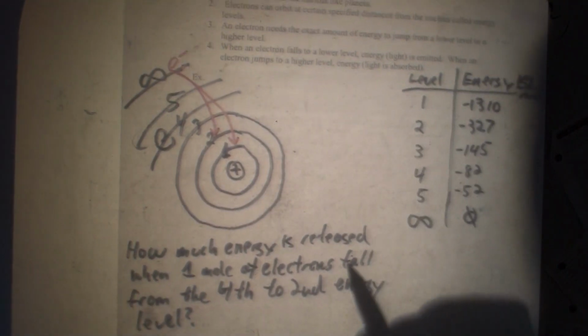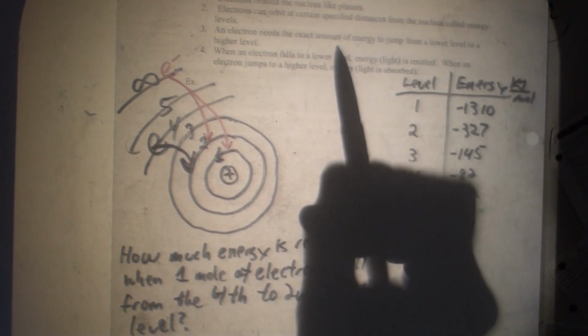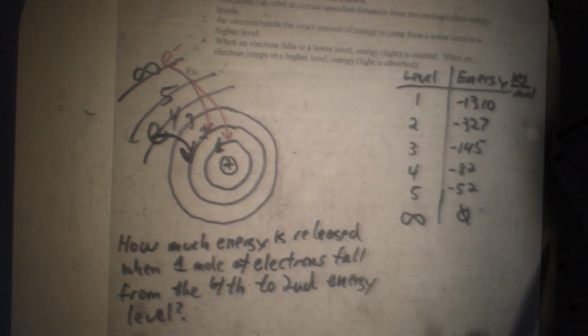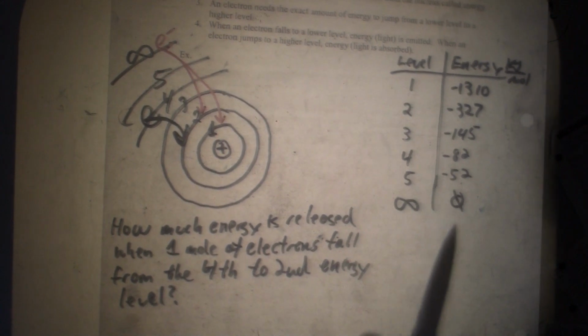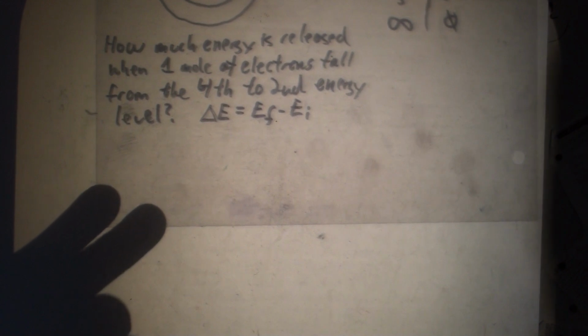So here's my electron in the 4th energy level. It's going to fall to the 2nd. When electrons fall, they're going to give off energy, so we want to find out how much energy it's going to give off. And to do that, very simple equation. The change in energy is equal to the final minus the initial. Always final minus initial.